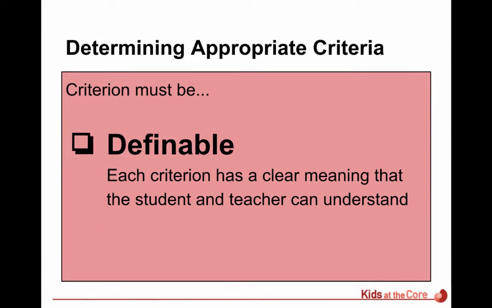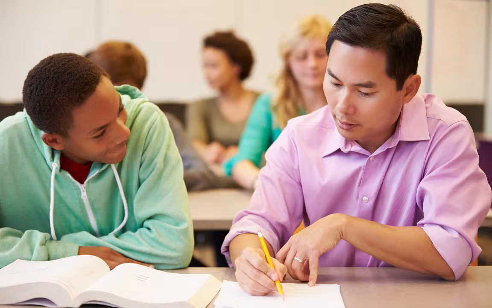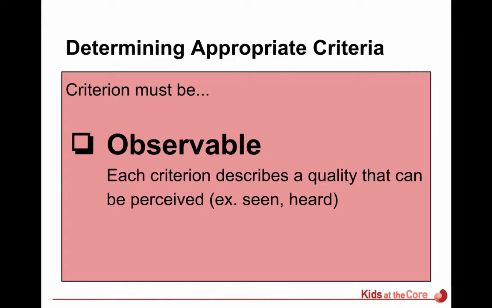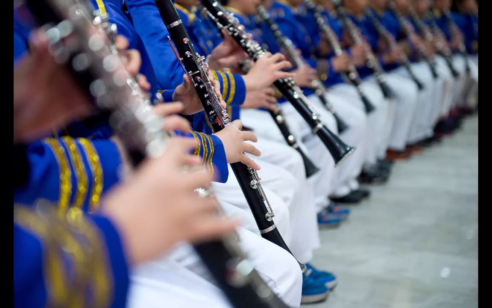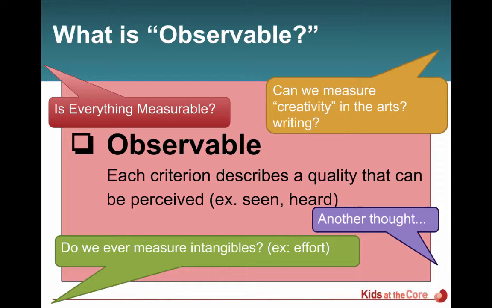So what do we mean by definable? Well, it should have a clear meaning that each student can understand and the teachers can understand so that we can explain it to the students. It should be observable, so something that we can hear or see. You shouldn't have things on your rubric like the student eats healthy at home. Of course, we have no way of really finding out how healthy they're eating at home, so it has to be something that we could see or hear. One of the things that I think we run into a lot of issues is what really is observable.